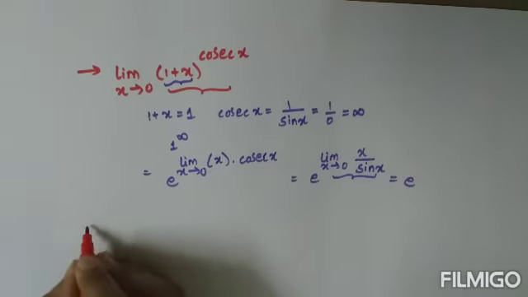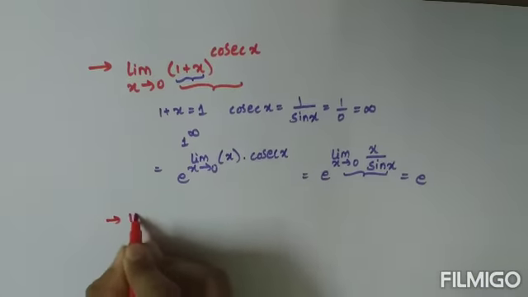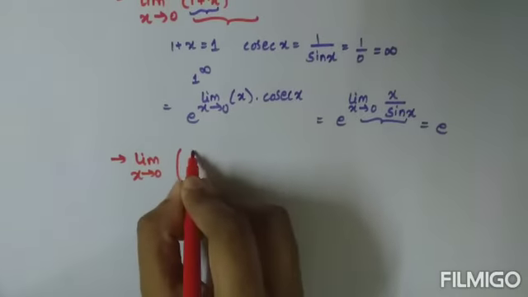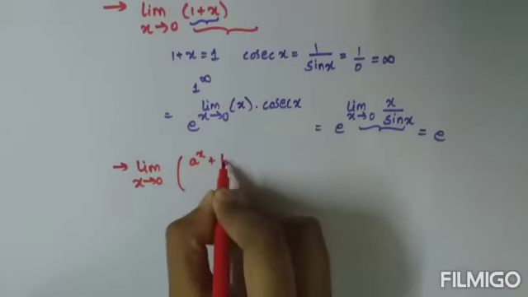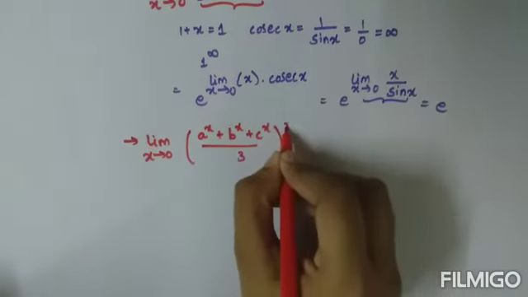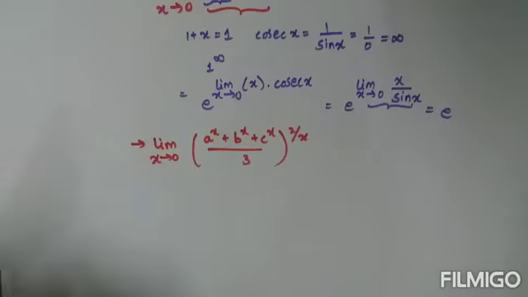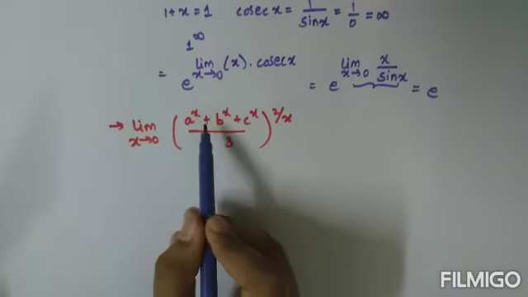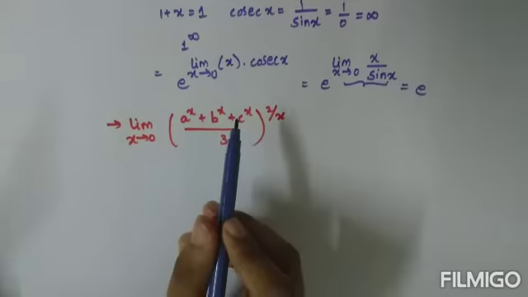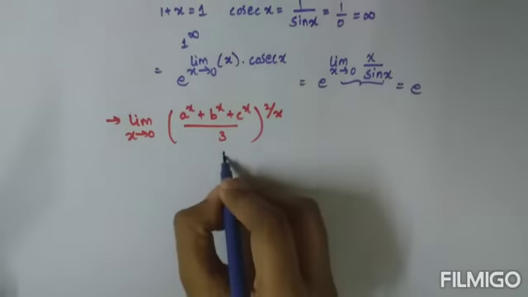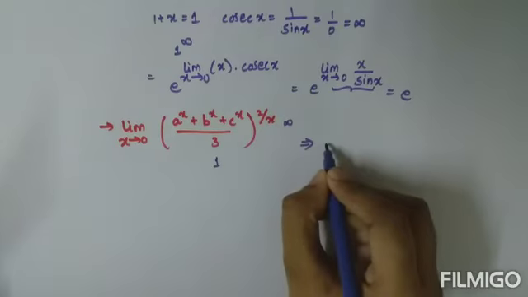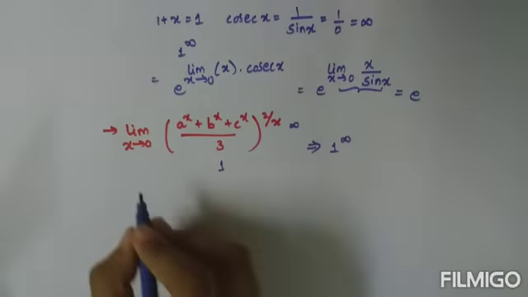Let's go to the next one. Limit x tends to 0 of a power x plus b power x plus c power x by 3 whole power 2 by x. If we substitute first, we get a power 0 plus b power 0 plus c power 0, which is nothing but 3. So 3 by 3 is 1 and 2 by 0 is infinity. So this is of the form 1 power infinity.